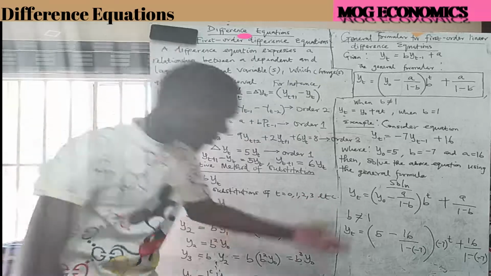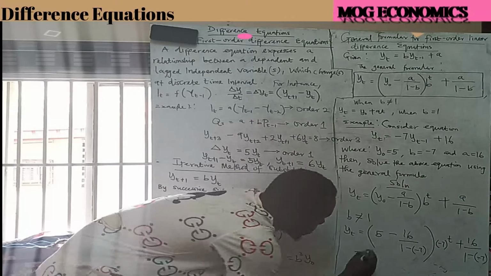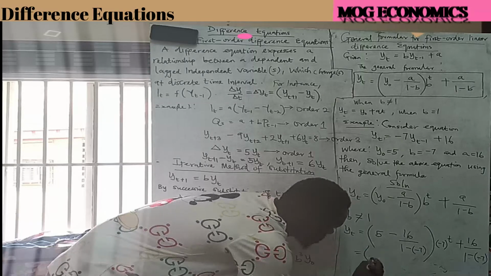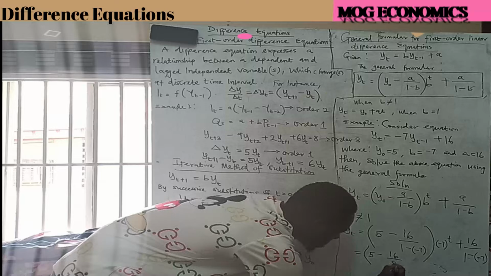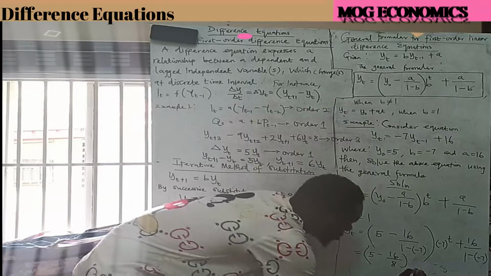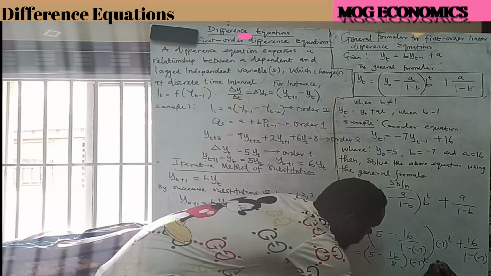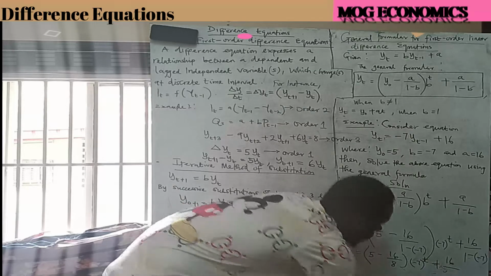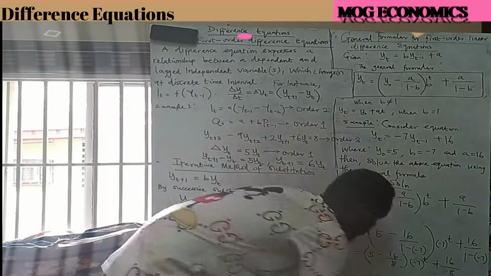All right, so here let's just simplify this. Here we have 5 minus 16 over 8. This is 1, this becomes plus, and -7 to the power of t plus 16 over, this is 1 plus 7, and that is 8.